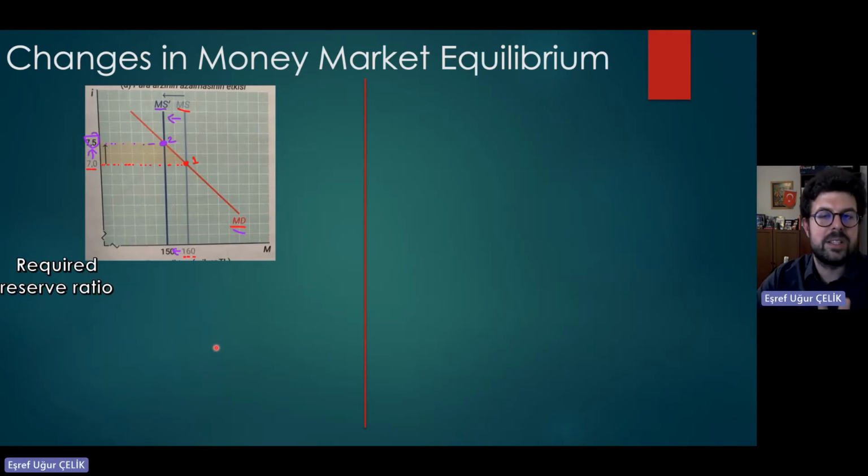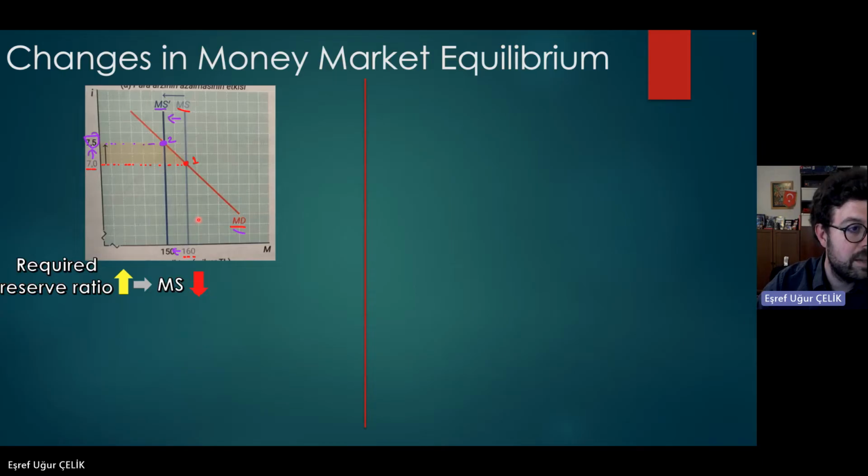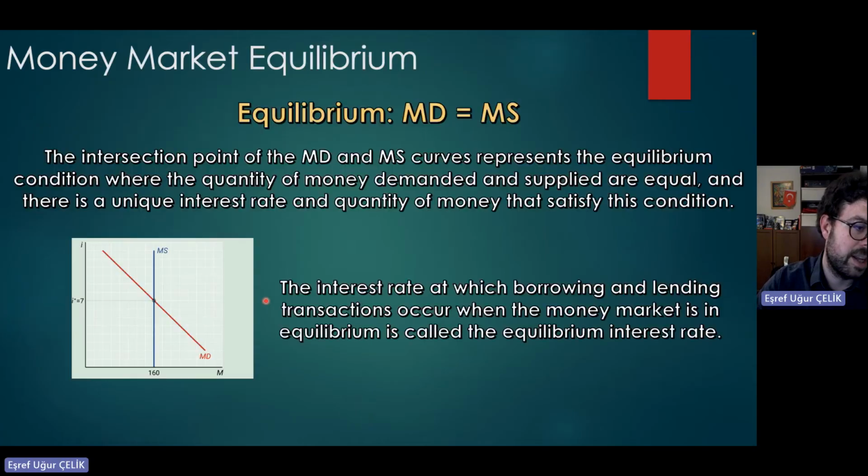So the question is, in which conditions does the money supply become lower? If the reserve ratio becomes higher, the money supply becomes lower. And you see when the money supply becomes lower, the interest rate becomes higher. Okay. So how can I ask in the exam? For example, I might say, if the reserve ratio becomes higher, what happens to the money supply or interest rate? Or I can return to it again.